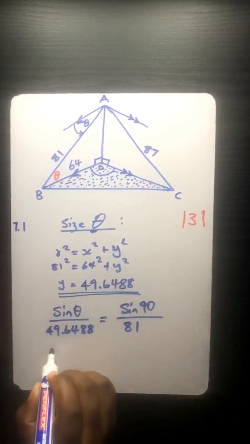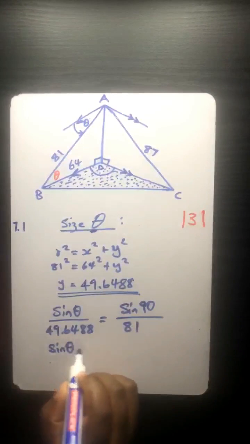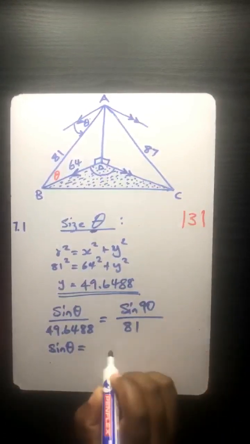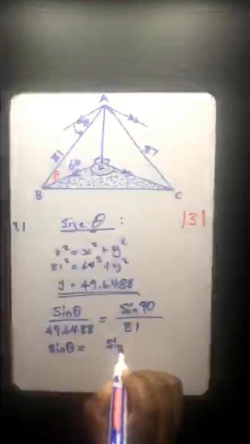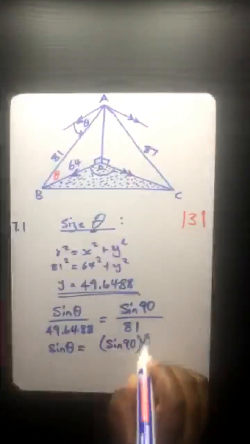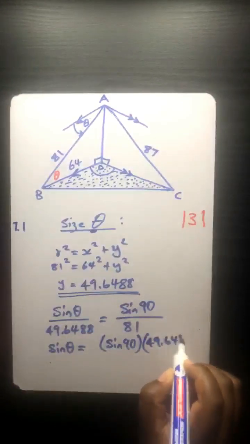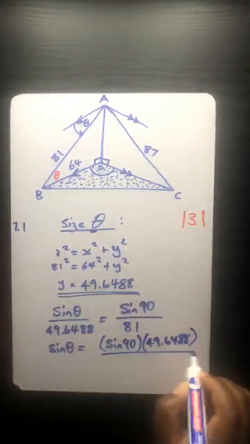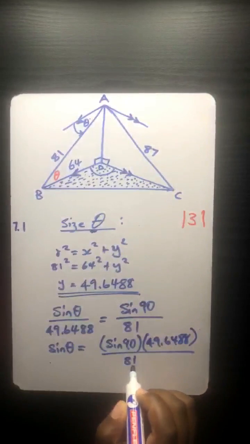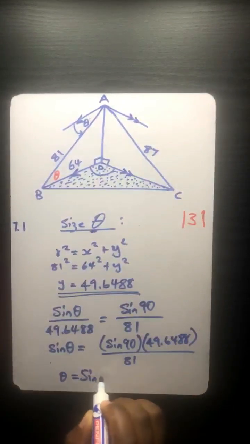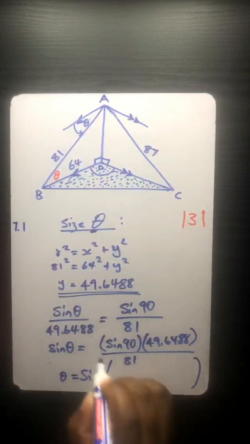Therefore, it means you now have sine of that angle, which equals, then you cross multiply. So at the top you have sine of 90 multiplied by 49.64, let's say 88, the whole of that divided by 81. So now, let's see, that means you're going to have the secondary function of sine, the whole of that.